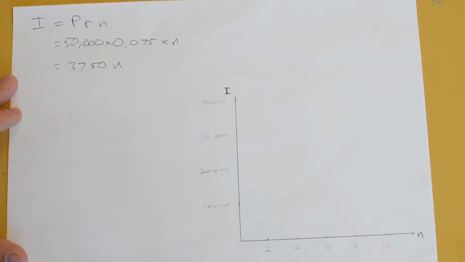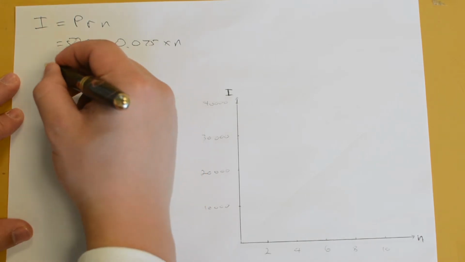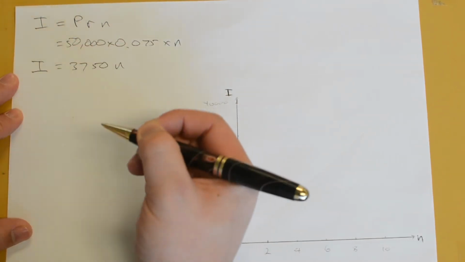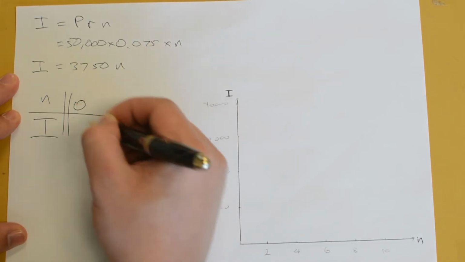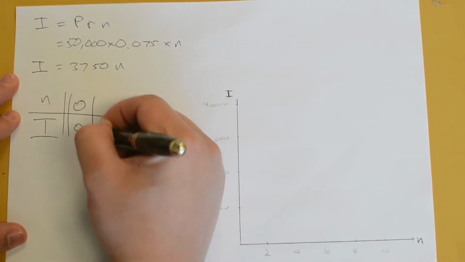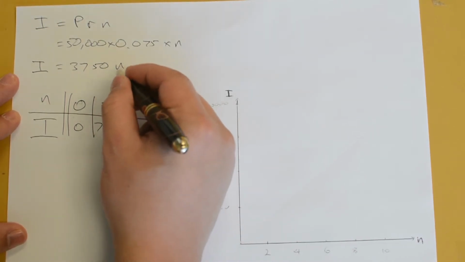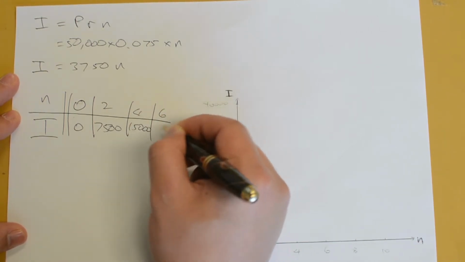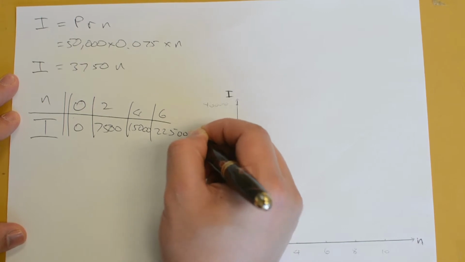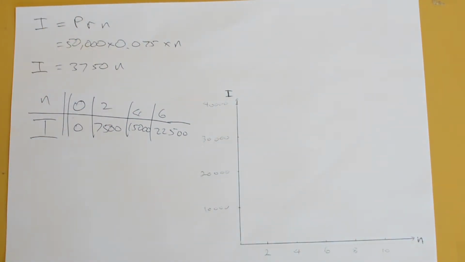So every term, we will earn $3,750 of interest. We then need to construct our table of values. Again, at 0, we will earn $0 of interest. At 2 terms, we will earn 7,500, substituting n equals 2 there. At 4, it will be 15,000, and at 6, it will be 22,500. So you would substitute those n values into your calculator, and we will get those interest values.